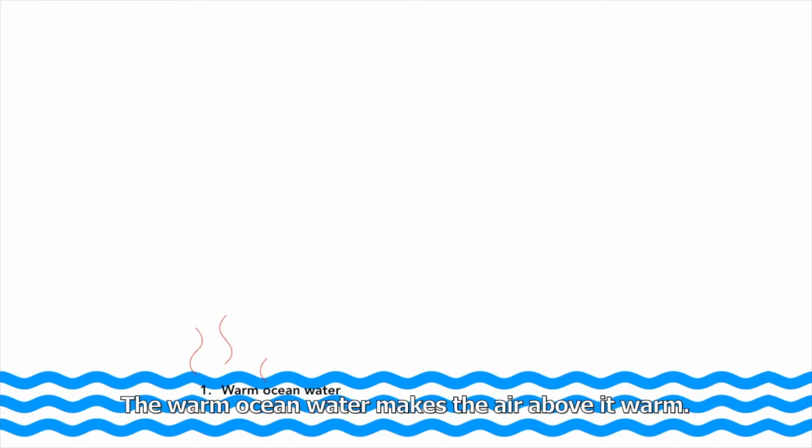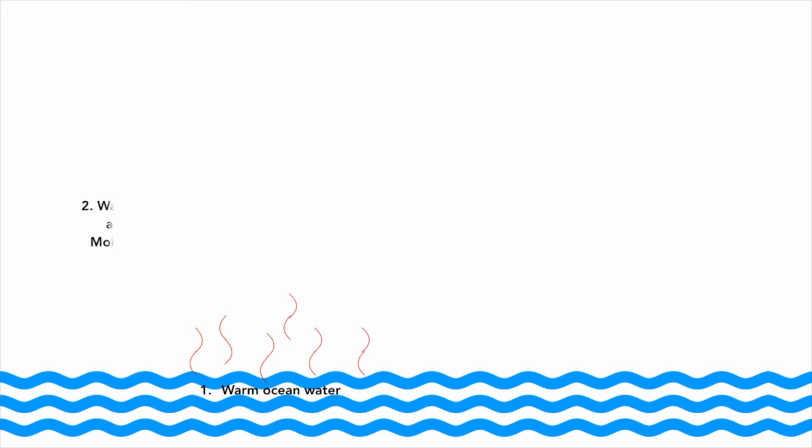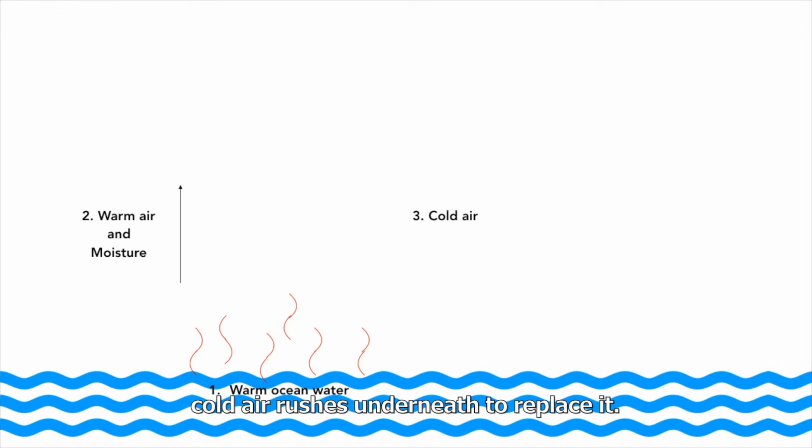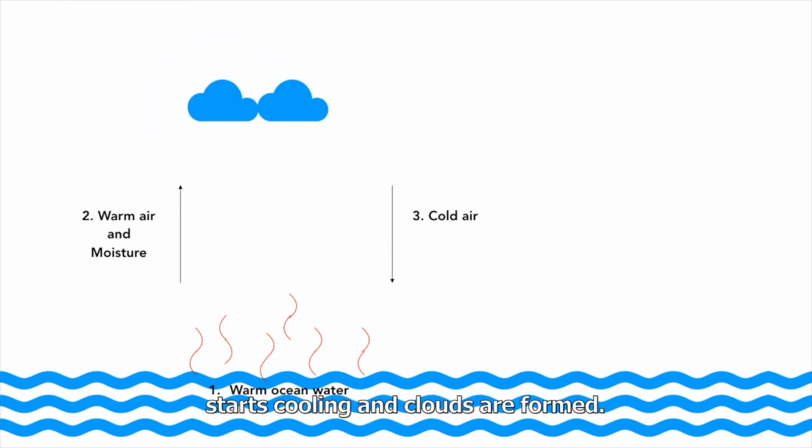The warm ocean water makes the air above it warm. This warm air and moisture rises up in the sky. As warm air rises, cold air rushes underneath to replace it. The cold air also gets warm and rises up in the sky. The air up in the sky starts cooling, and clouds are formed.